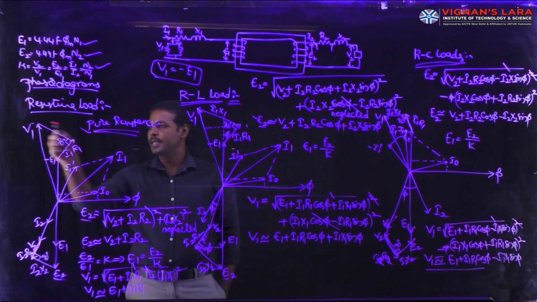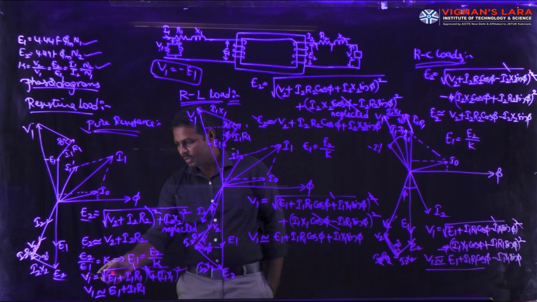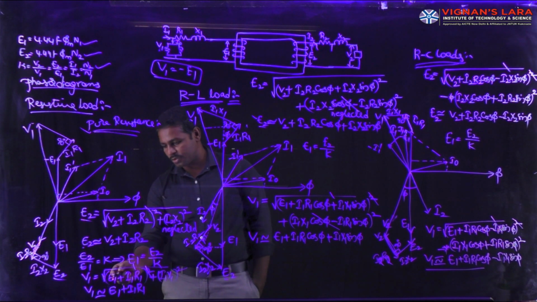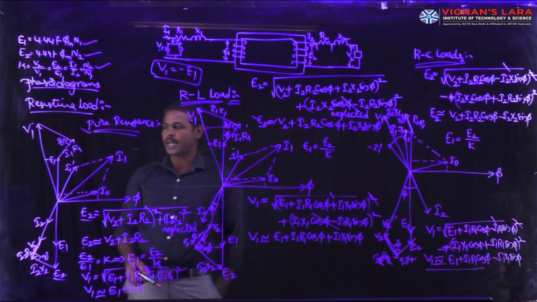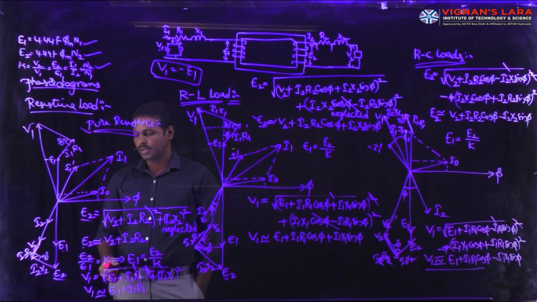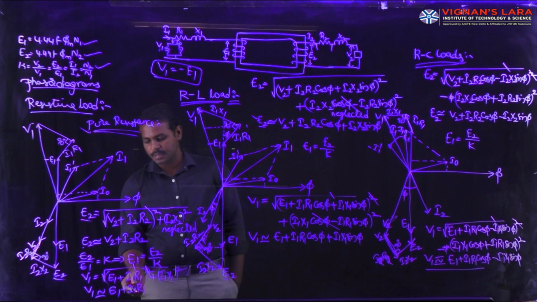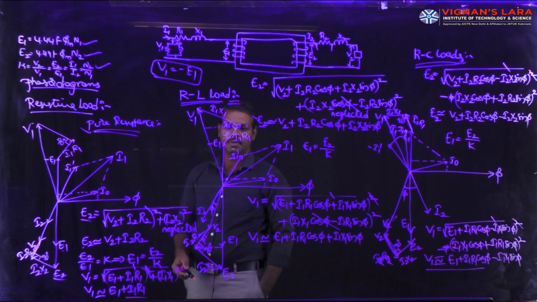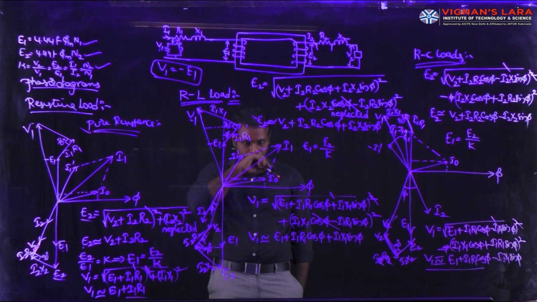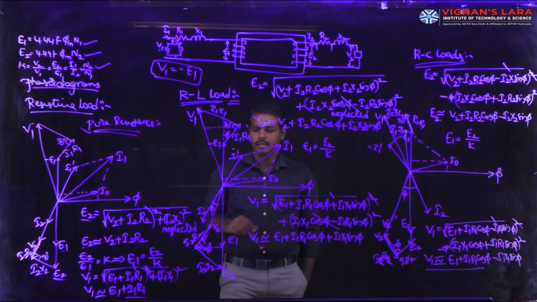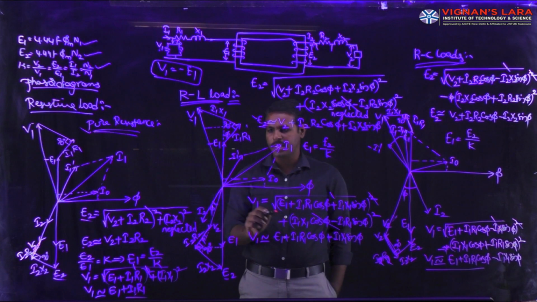By simplifying this, V1 is equal to the square root of (E1 plus I1 R1) whole square plus (I1 into X1) whole square. So V1 is approximately equal to E1 plus I1 into R1. Now the RL load. In this, the flux is taken as the reference vector.